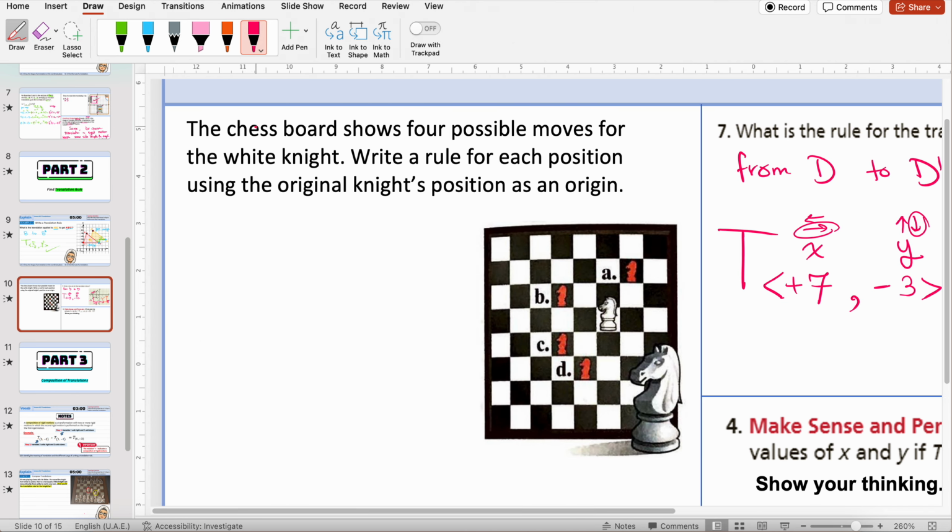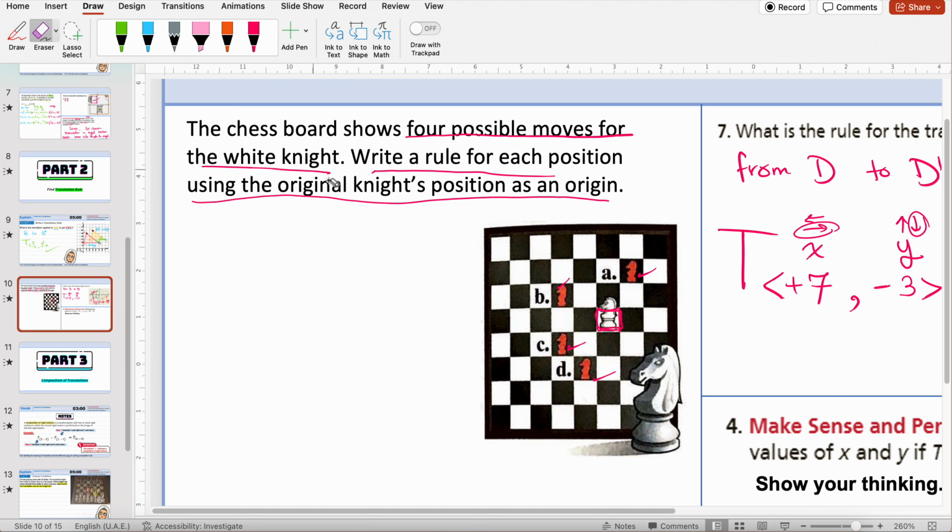Here, the chessboard shows 4 possible moves for the white knight. Write a rule for each position using the original position as an origin. This is the original place of the knight. Then they moved it to here. Option A. Option B is to move it here. Option C, move it here. Option D is moving it here.